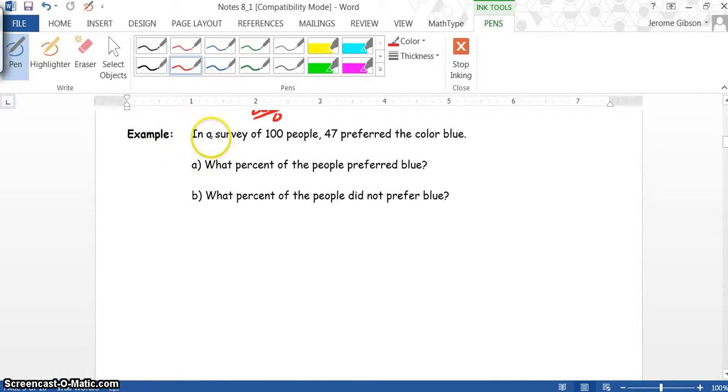Now we have another example. It says in a survey of 100 people, 47 preferred the color blue. What percent of the people preferred blue? So this is 47 out of 100 people, so it'll be 47%. It says what percent of the people did not prefer blue? Now remember, when you have 100 people, so if 47 preferred blue, that means 53 did not, and that's 53 out of 100, which is 53%.